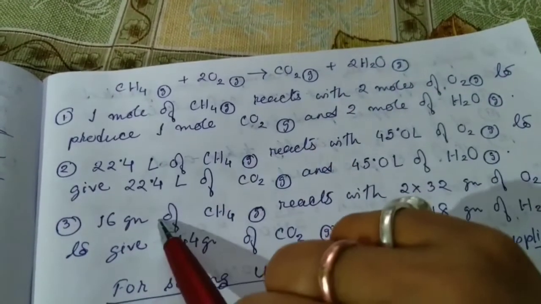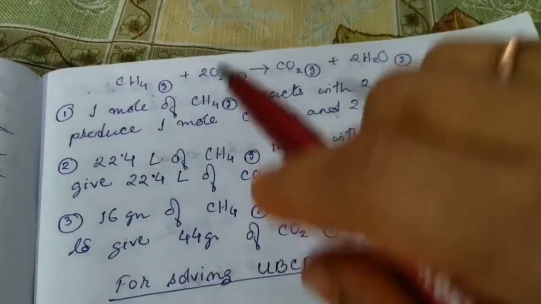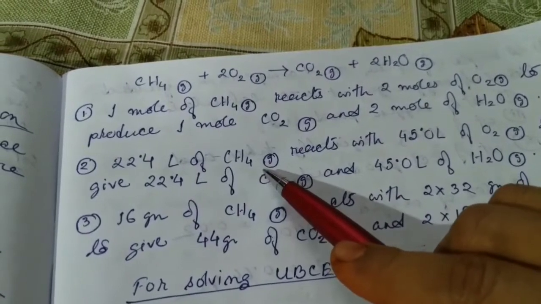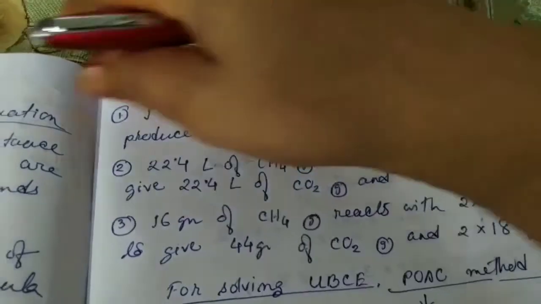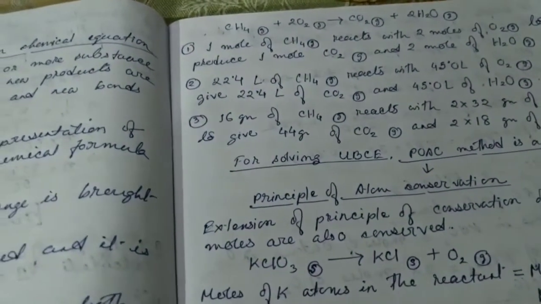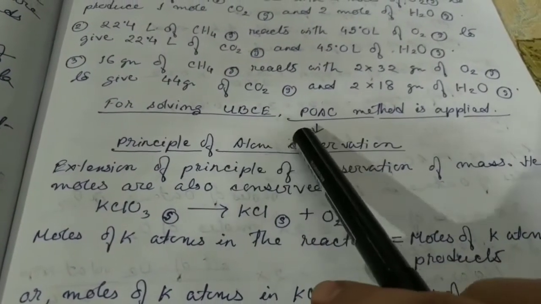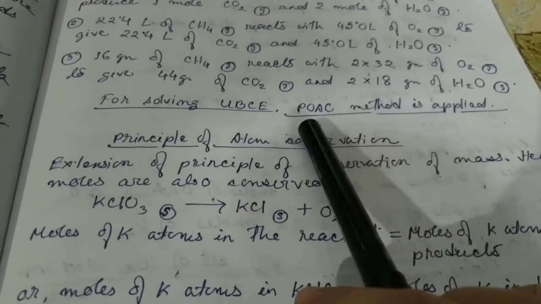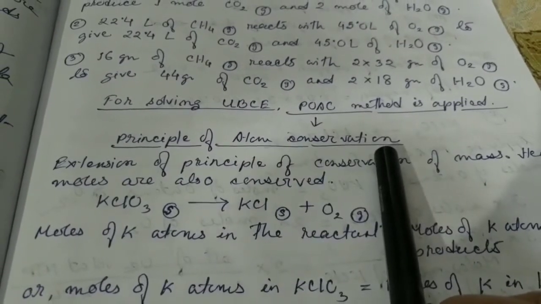So any calculation that we have to do by using this information falls under the category of stoichiometric calculation. Now, for solving an unbalanced chemical equation, a method known as the POAC method is applied. The full form of POAC is principle of atom conservation.